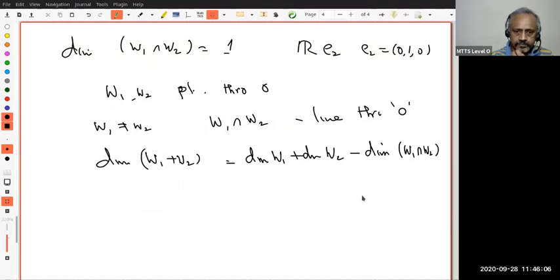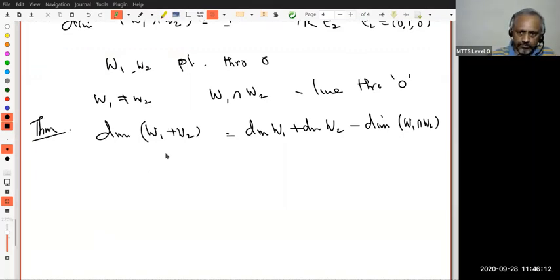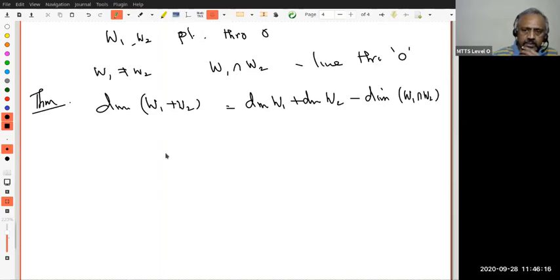This is the formula we want to prove. Is it all right? Let us prove it. Before that, let's do some more examples, because this theorem is very trivial. Within less than 5 minutes, one can dispose of this. But it's one of the most important results in linear algebra.